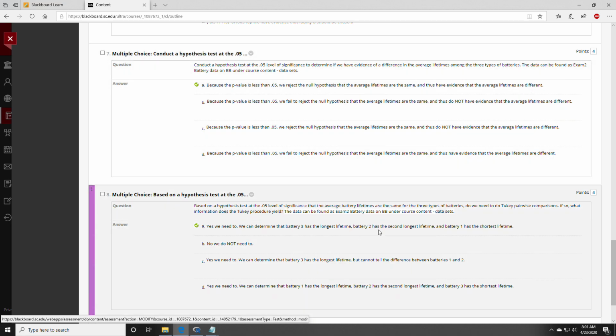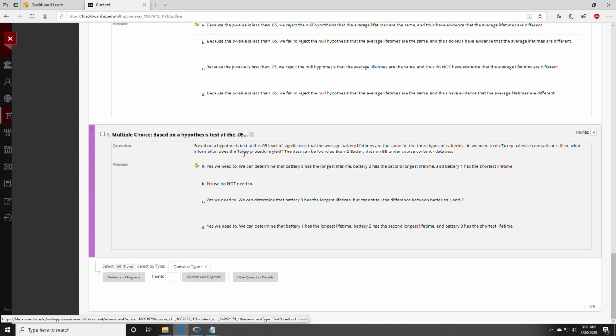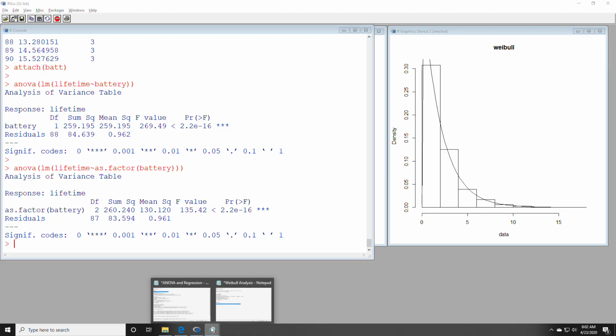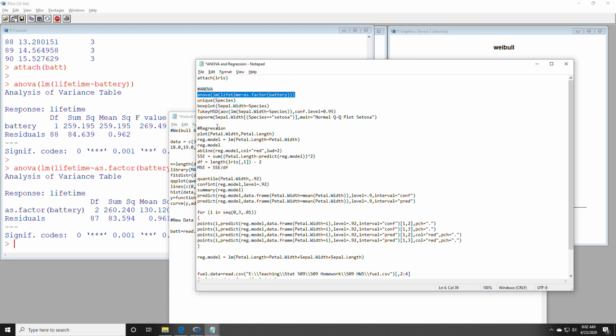Okay? And so this is a follow-up question based on the hypothesis test. Do we need to do Tukey pairwise comparison? Right, we just found that the average lifetimes are different. Thus, we do want to do the Tukey comparison to determine where these differences are. Okay, so yes, we need to. And so Tukey. So species as.factor battery, sepal width, lifetime. Okay.